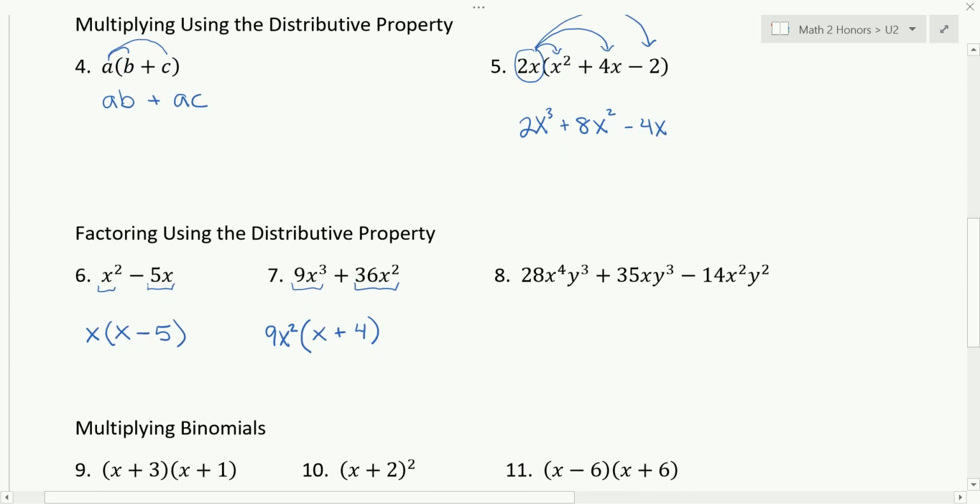You can do this with 3 terms instead of 2 terms. So take a look at these 3 terms. Decide what the greatest common factor is. Factor it out and see if you can get the right answer.